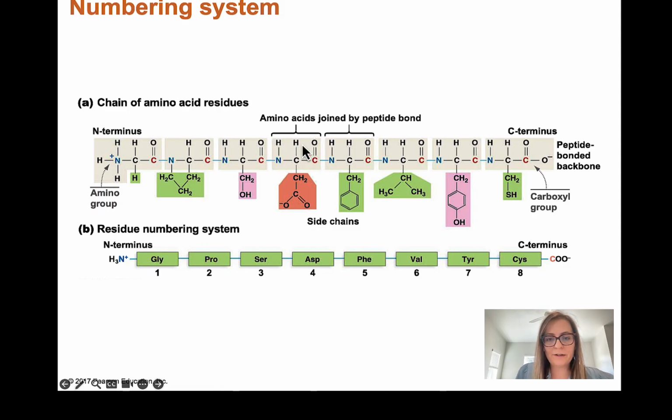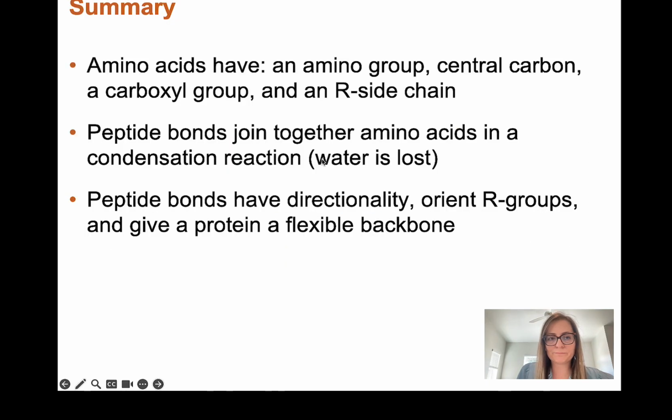And so here are the amino acids that are joined together by this peptide bond. So in summary, amino acids have an amino group, a central carbon, a carboxyl group, and an R side chain. And if you're following along, you'll probably notice I'm missing, they should also have an extra hydrogen, so we can add that in if you're taking notes.